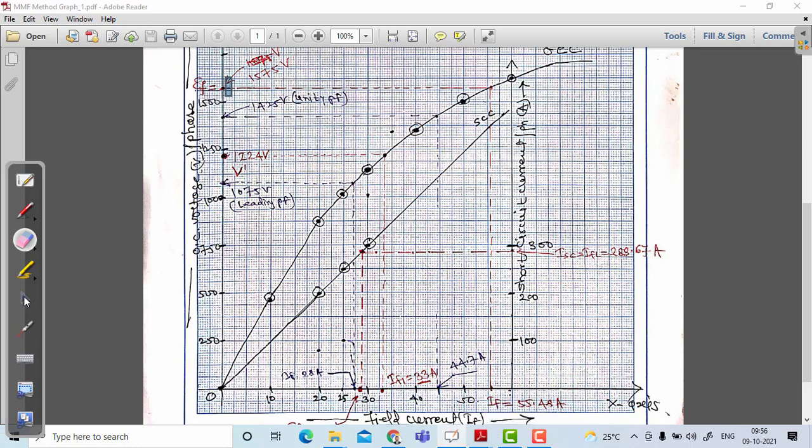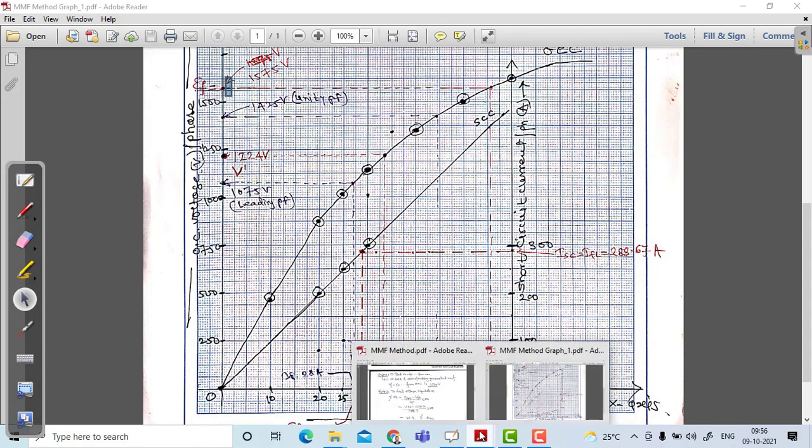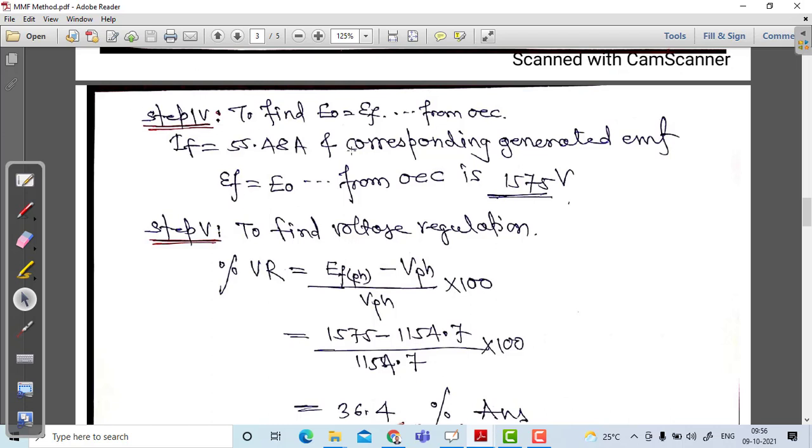See, corresponding to this field current IF equal to 55.48 ampere, the no load generated voltage from the OCC is EF equal to E0 equal to EPH, and that is equal to 1575, which we have just calculated. Then step 5 is to find the voltage regulation. The percentage voltage regulation is EPH minus VPH upon VPH into 100.